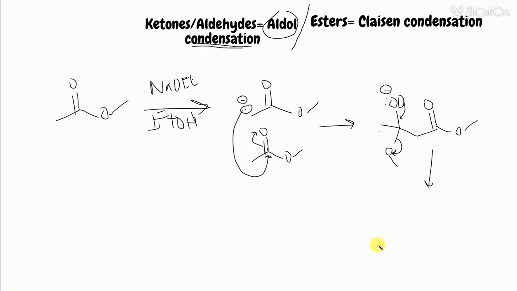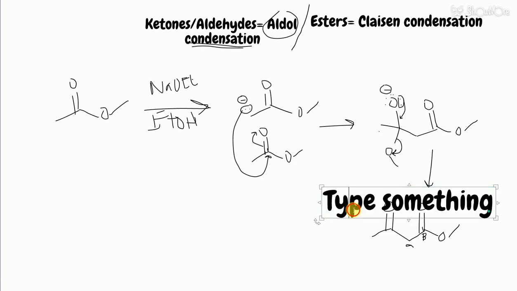And so what we get is this very interesting group right here. This is the product of this reaction. So this reaction produces this structure, and it's a unique structure. It's called the beta oxo, or basically you have a carbonyl at the beta position. Okay, and this is its own type of molecule.